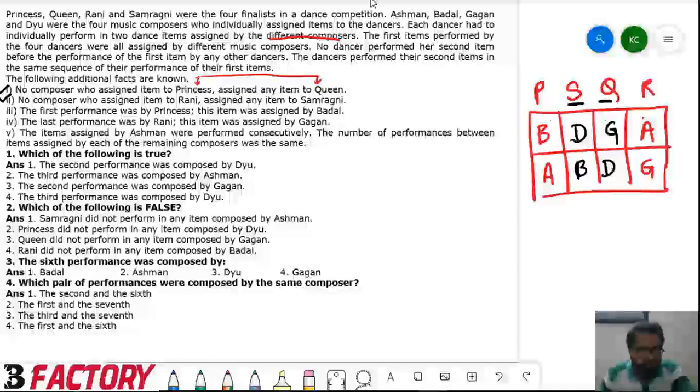Which of the following is true? Second performance was composed by Dyu, which is correct. Third performance by Ashman, not correct. Second performance by Gagan, not correct. Third performance by Dyu, not correct.